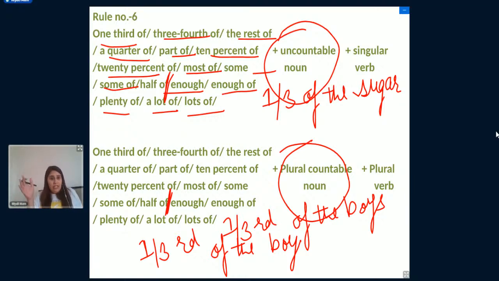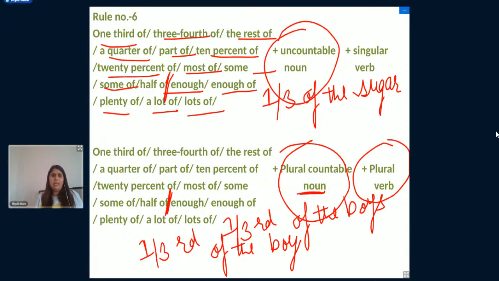Now, if these words are followed by uncountable nouns, then which kind of verb would they take? They will take singular verb, because we have read just now that uncountable nouns take singular verb with them. If these words are followed by plural countable nouns, then they are going to take plural verb. Is it clear to everyone?